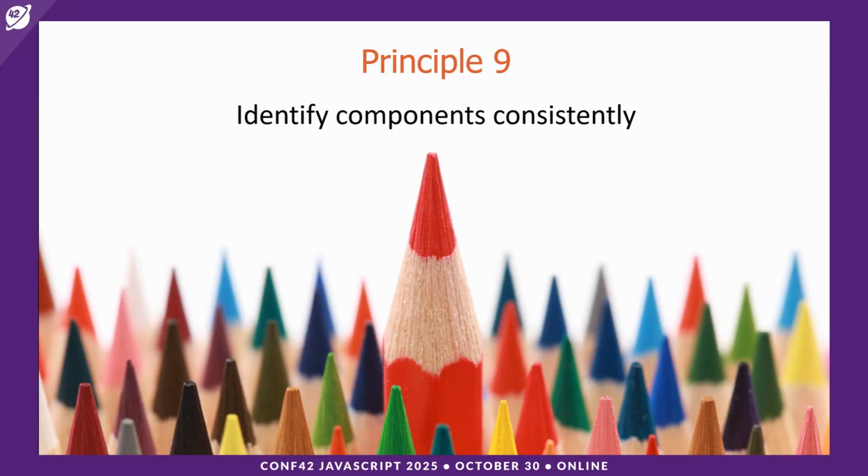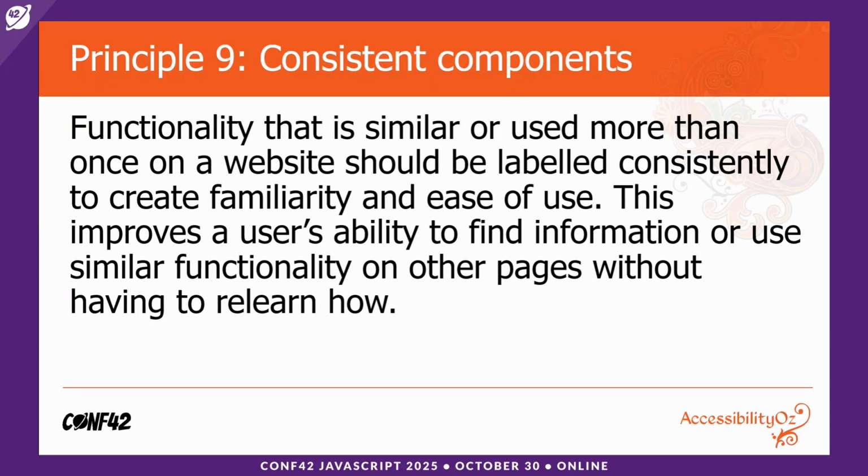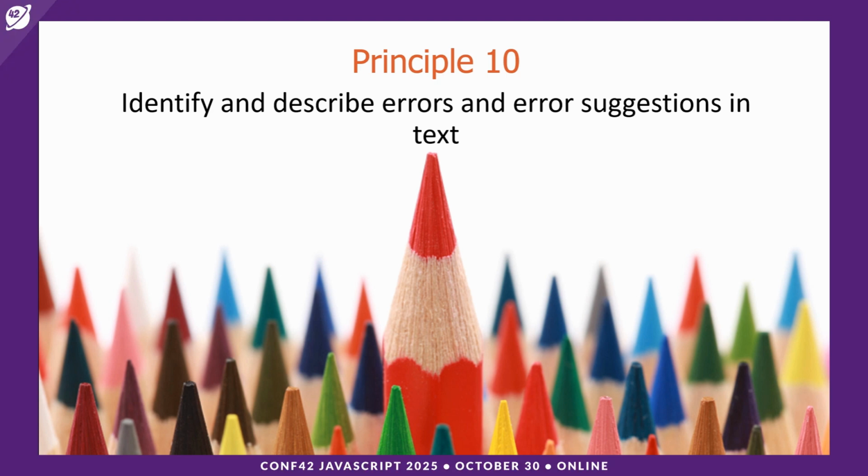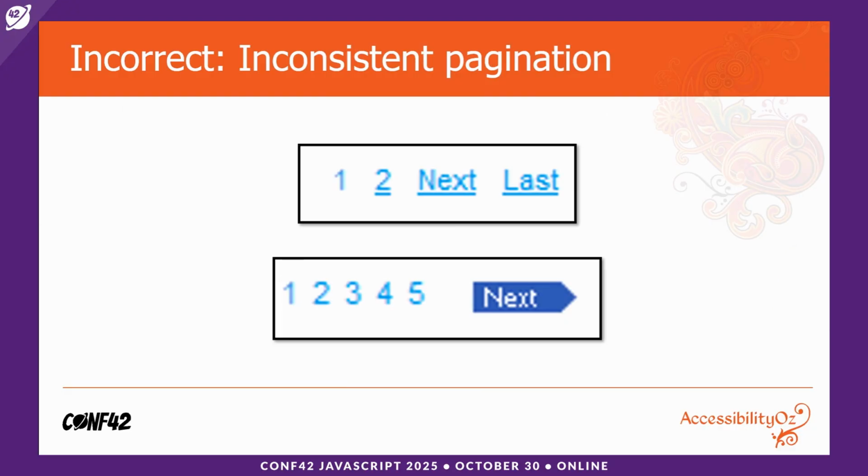Do not do that. Principle 9 is identify components consistently. Functionality that is similar or used more than once on a website should be labeled consistently to create familiarity and ease of use. This improves a user's ability to find information or use similar functionality on other pages without having to relearn how. This is an incorrect example, basically inconsistent pagination.